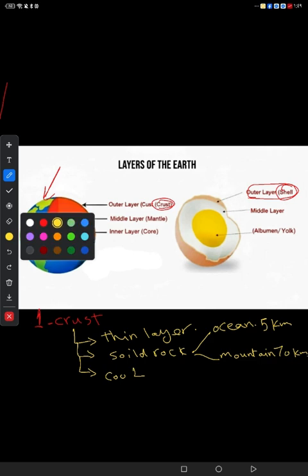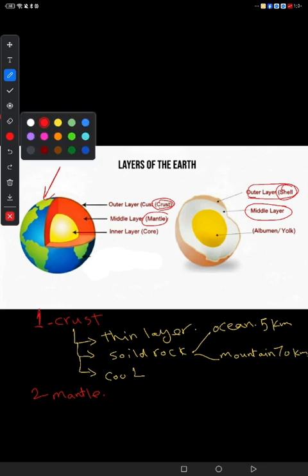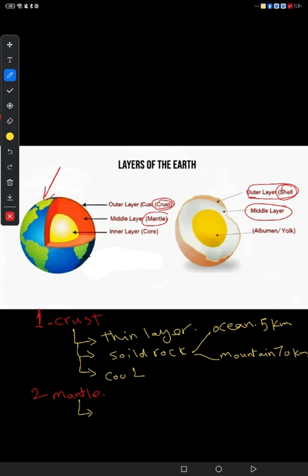The second part in our egg is the middle layer, which is white in color. Also, our earth contains a middle layer, which is called the mantle. So, the second layer of our earth is called the mantle. The mantle is the thickest layer in the earth. It is about 3,000 kilometers, so it is thick.